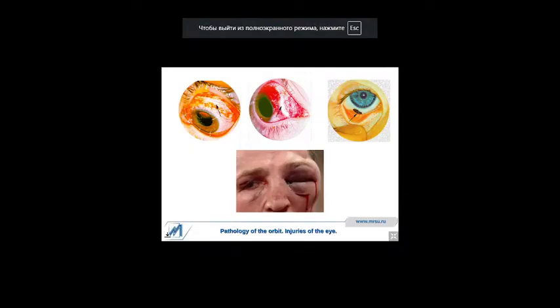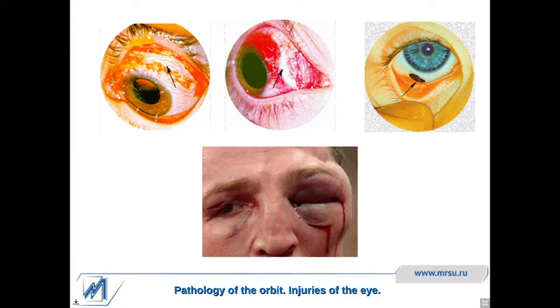Okay, let's discuss. The first, in the upper line, there are three pictures. The first picture and the second picture are the damage of the conjunctiva, the ruptures of the conjunctiva. The third picture is foreign body on the sclera. And the last, fourth picture on the line, it is severe contusion of the eyeball and accessory apparatus of the eyeball, and there are ruptures in the lower eyelid with hematoma.